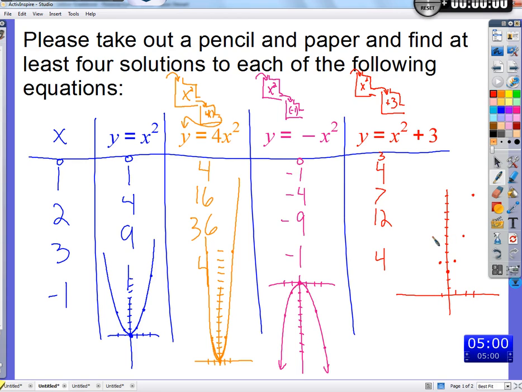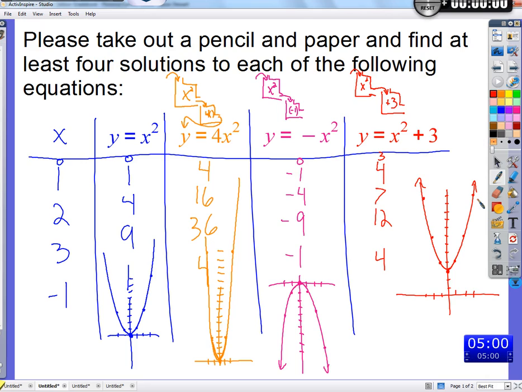Symmetry on the other side. Right, so it looks exactly the same as well, except for it just shifts up 3. Nothing else has changed, it's not steeper, it's not upside down, it's just moved up 3. Does this all sound familiar?